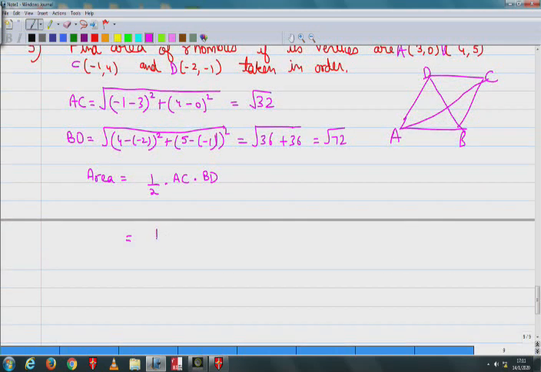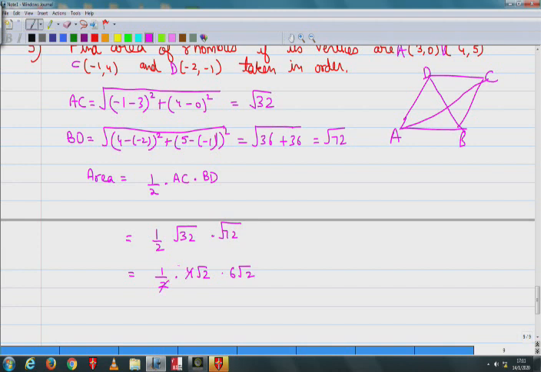Now AC into BD, so half times AC, which is root 32, and BD, which is root 72. Now we have to simplify this one. 16 times 2 is 32, so 16 can come out of the root as 4 root 2. And similarly here also, 36 times 2 is 72, so 36 comes out of the root, which will be 6 root 2.